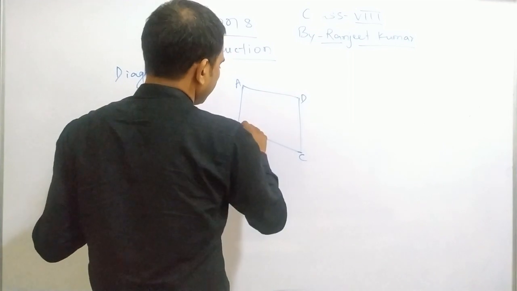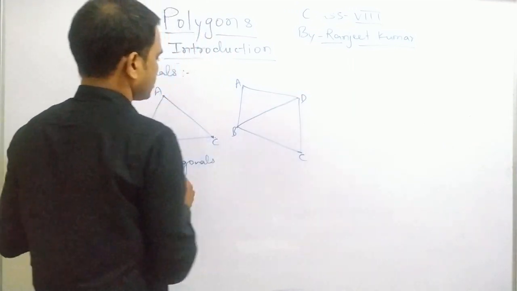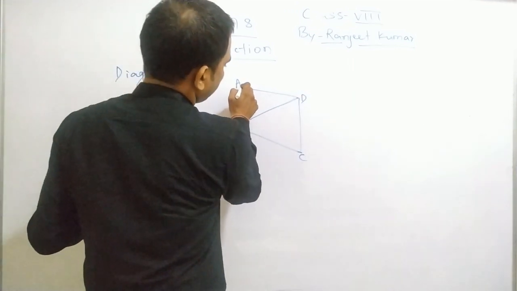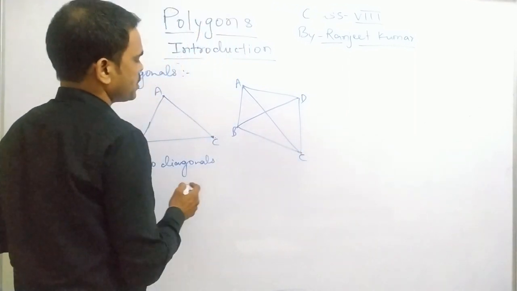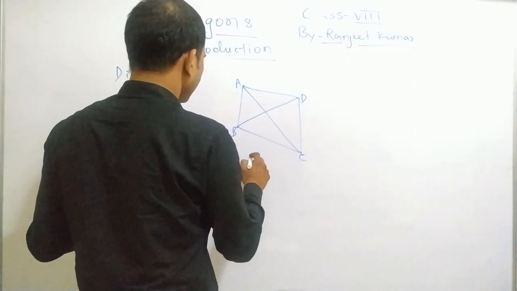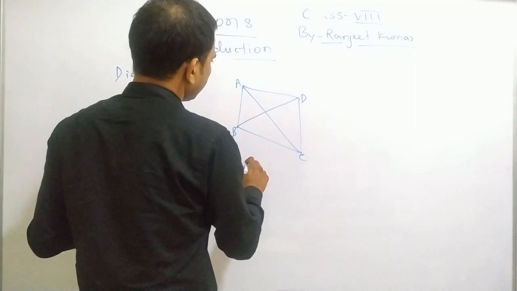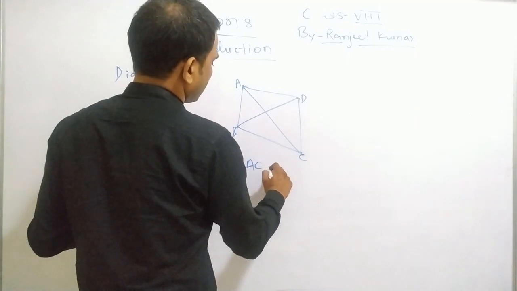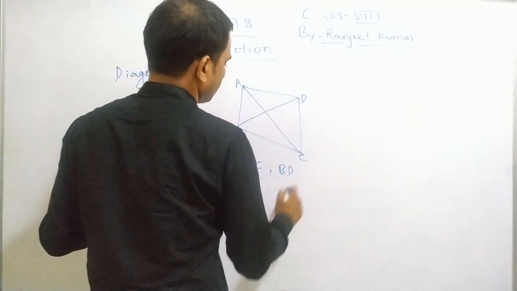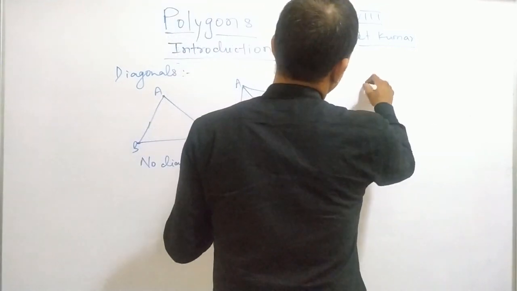Okay. Now I make a quadrilateral A, B, C, D. B and D, you can see these two are non-consecutive points. So we'll join it. A and C, these two are non-consecutive. So in this way, there are two diagonals. What are they? A, C and B, D.